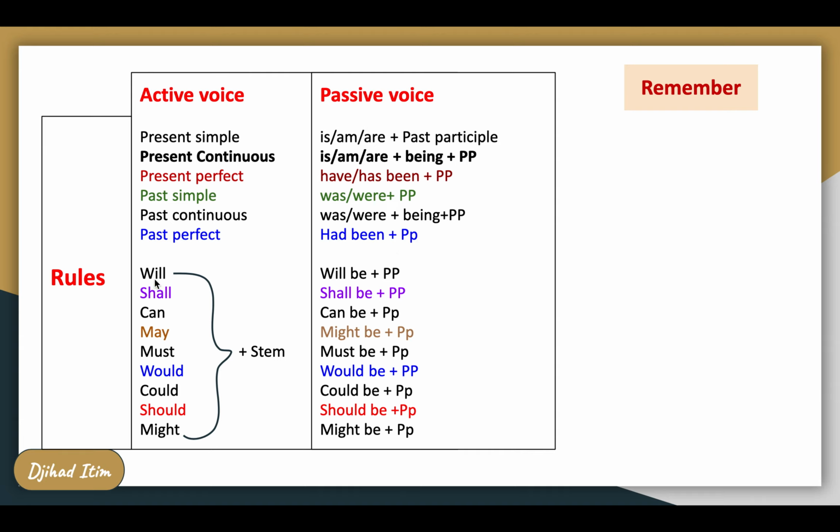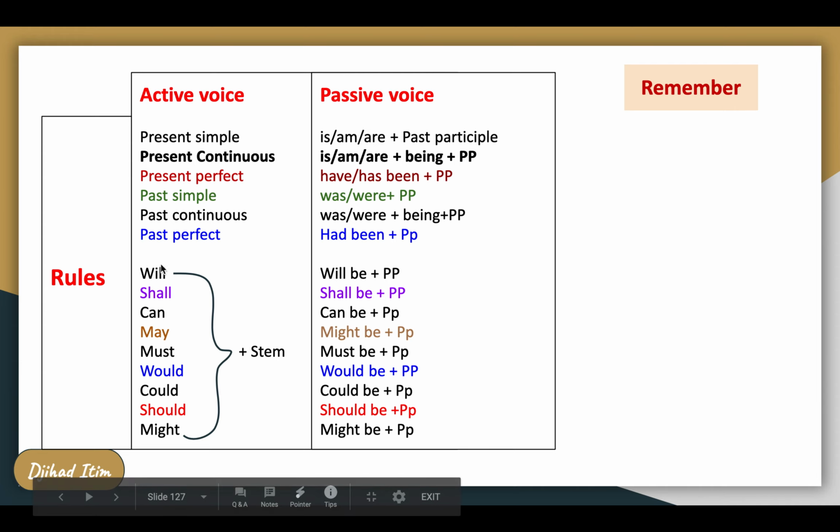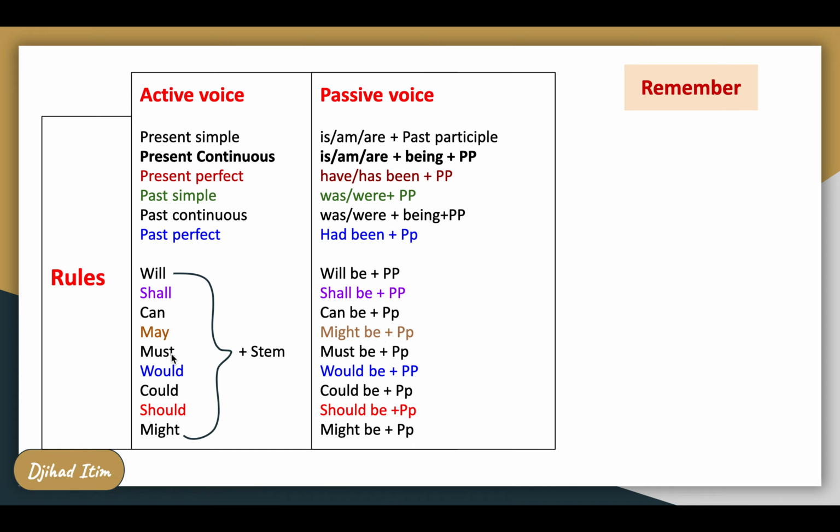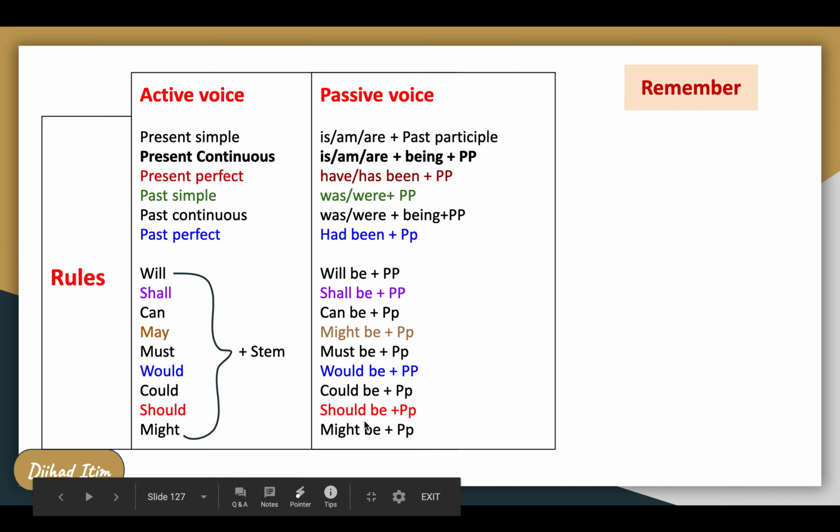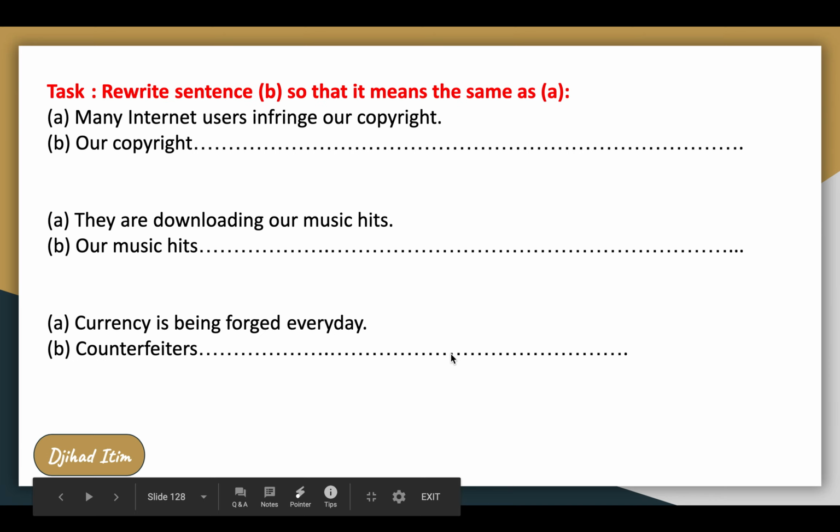For will plus stem, and the rest: will be, shall be, can be, may be, might be, must be, would be, could be, should be, plus of course the past participle of the verb. So now you have a task.